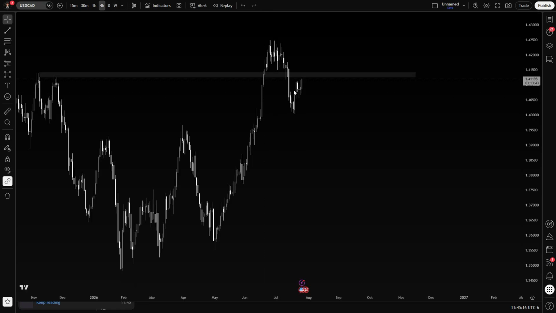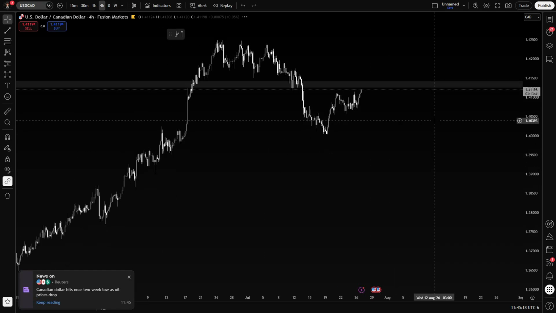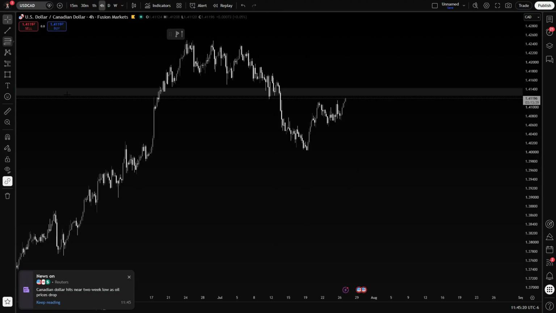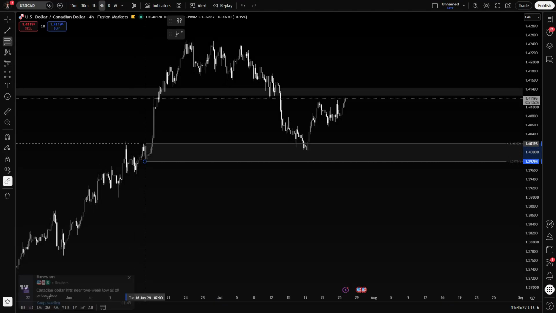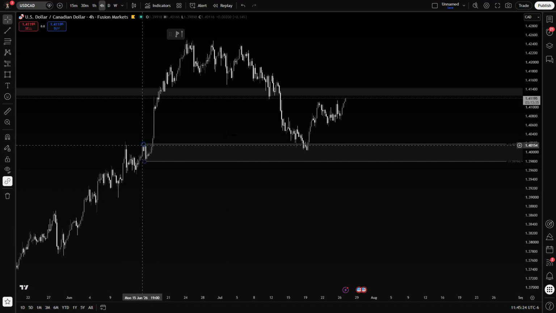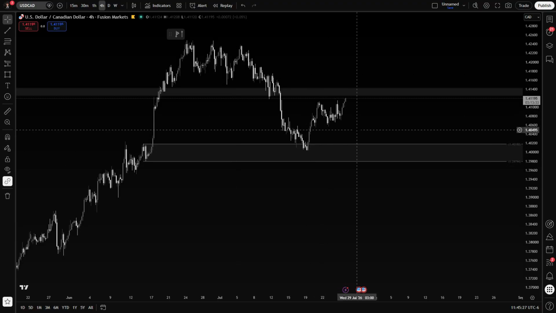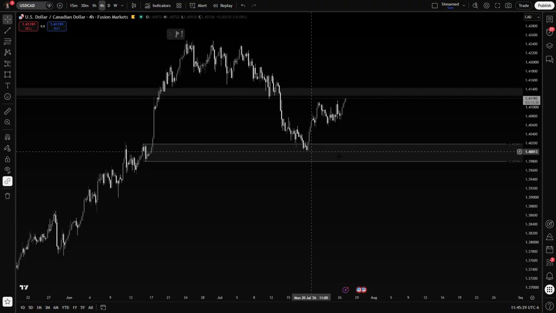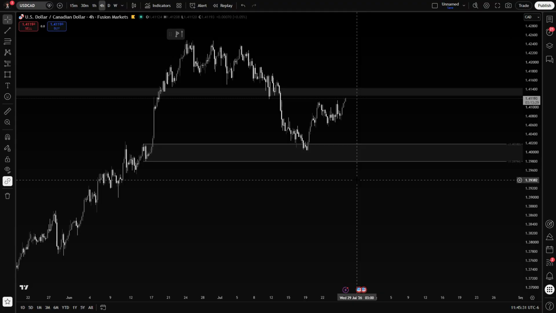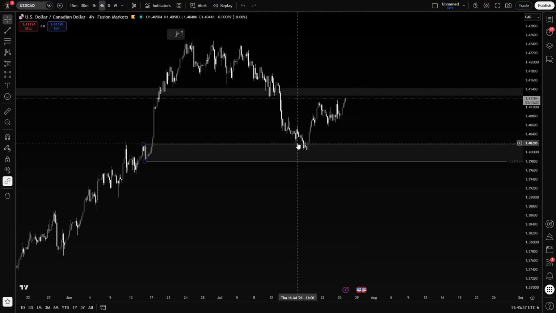So when I go to the 4-hour time frame, we have this demand level here. That's where price bounced off. Price reacted off this 4-hour demand level. If you are an aggressive trader, you would have placed a buy limit order here and you should be in profit now. I'm not that type of trader.